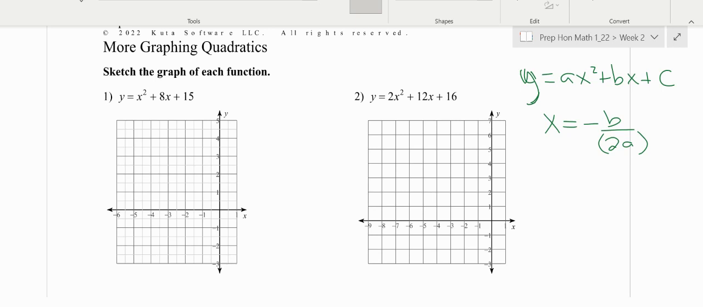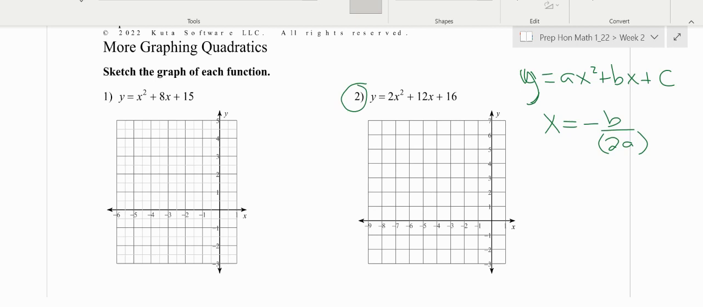So I'm just going to do one of these two problems. If you want to do the extra one just to see what it looks like, you're welcome to. But I'm just going to do one of them so you don't have to see the same thing over and over and over. So let's say I'm going to do question number 2. And this one is again in standard form.